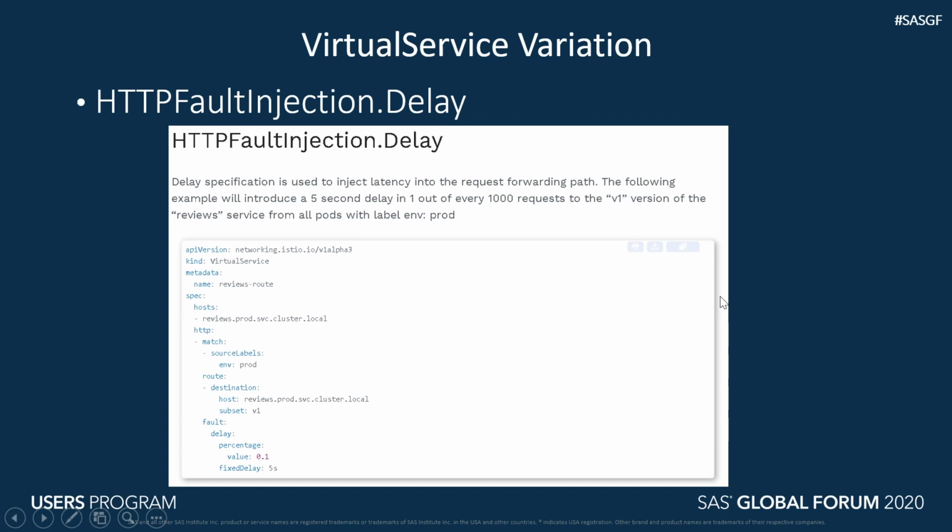Another variation is the fault injection delay. This is similar to the idea of sending back a return code, but in this case, we're going to send back a fault every 1 out of every 1,000 requests to the V1 service. And again, it's all within that spec that you have for the route, as you see down there at the bottom of the slide.